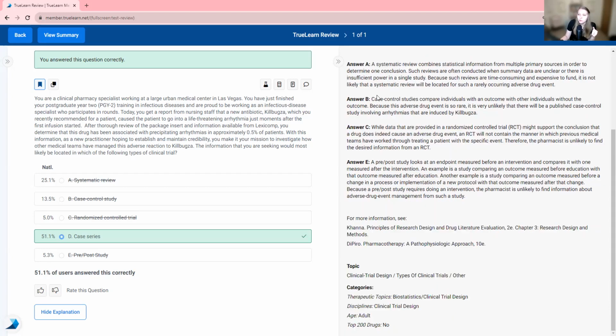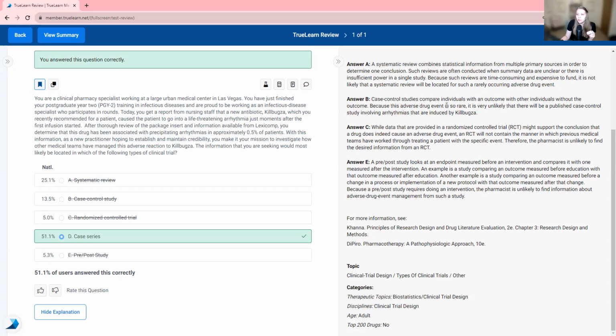For systemic reviews, it talks about them combining the statistical information from multiple primary sources in order to get one conclusion. As they mentioned here, systemic reviews will rarely talk about adverse events that are extremely rare like this. That's not what's really going to be looked at. The other thing is, these are also really time-consuming reviews to do. So you're not going to see somebody looking at an extremely rare reaction like this.